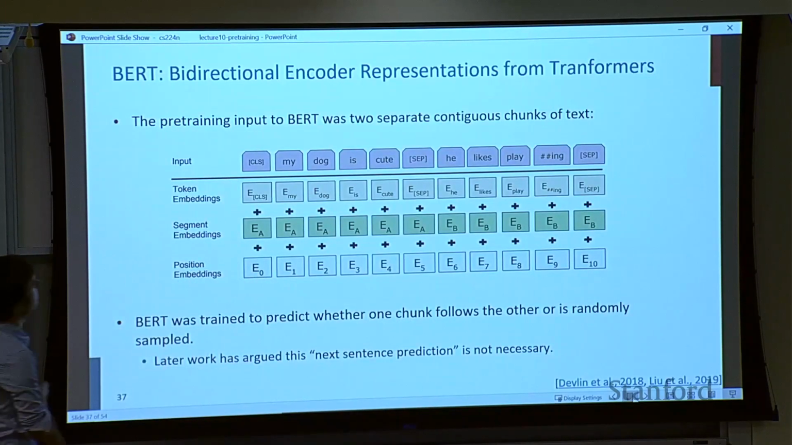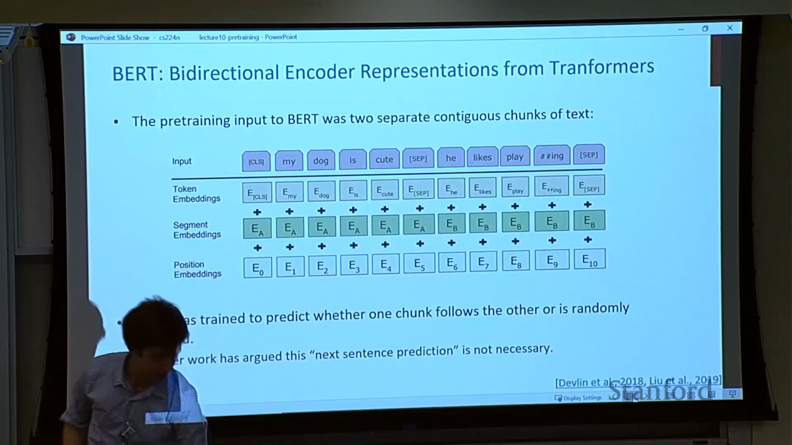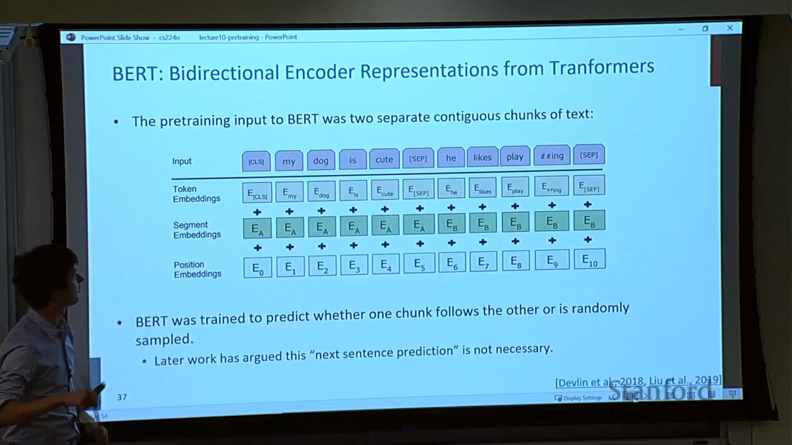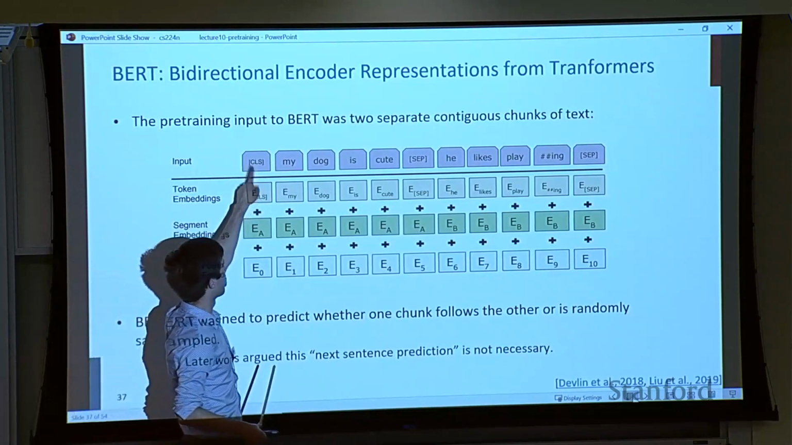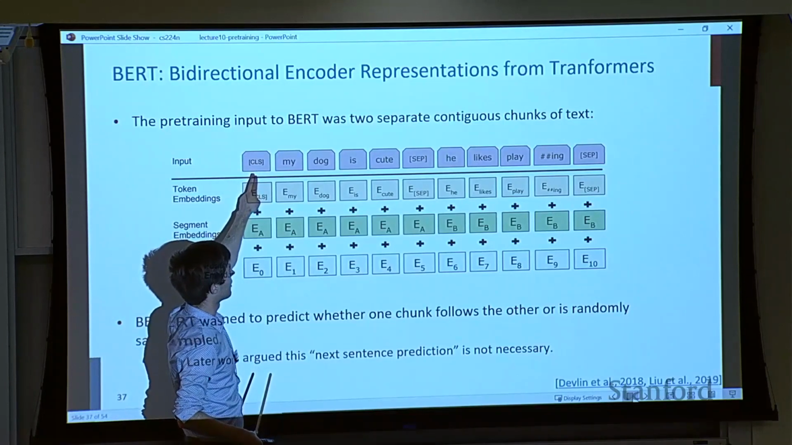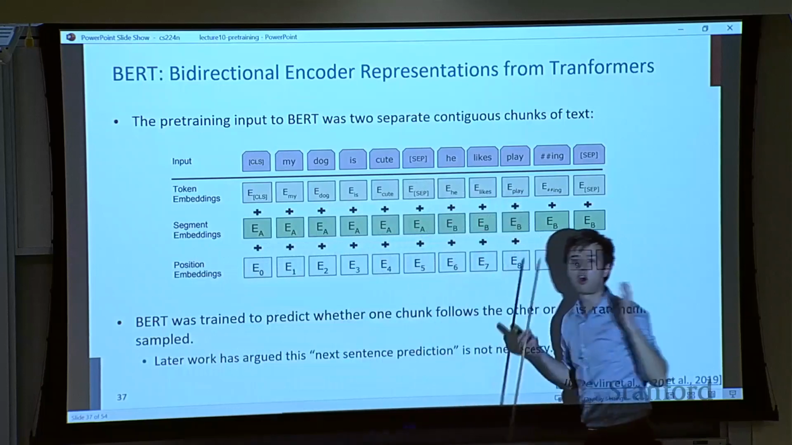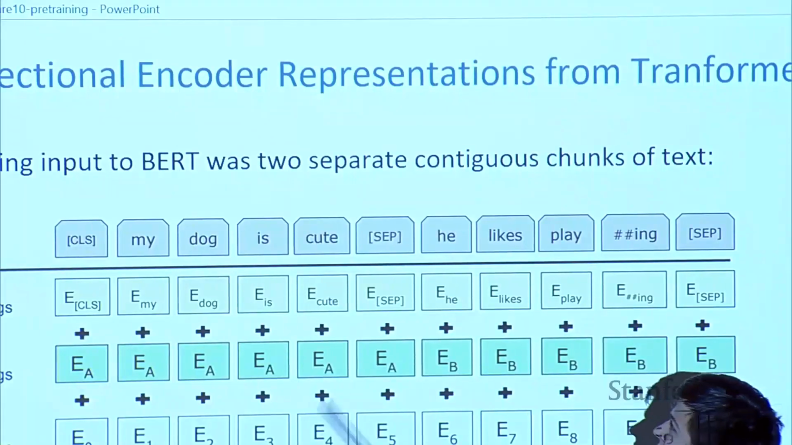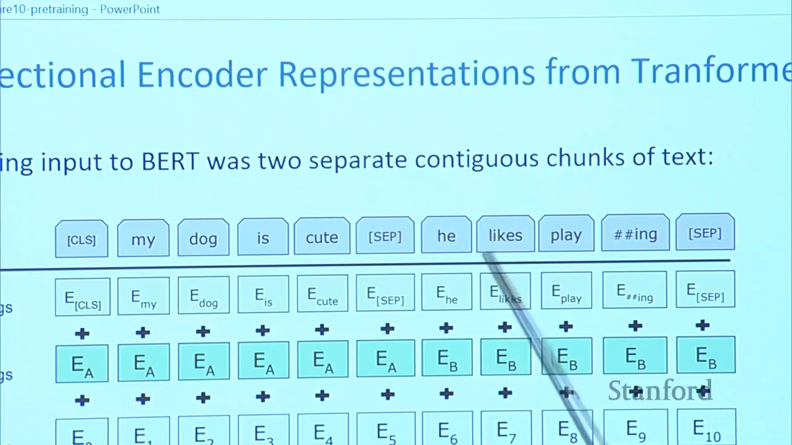Okay, so there was one extra thing with the BERT pre-training, which is a next sentence prediction objective. So the input to BERT looks like this. This is straight from the BERT paper. You have a label here before your first sentence, and then a separation, and then a second sentence. So you always had 2 contiguous chunks of text. You had a first chunk of text here, my dog is cute, and then a second chunk of text, he likes playing. Right, and you can see the subwords there.